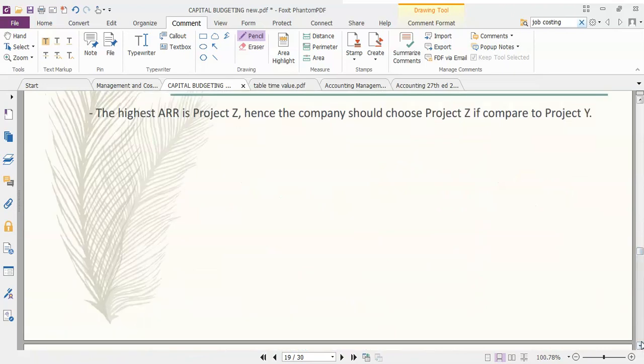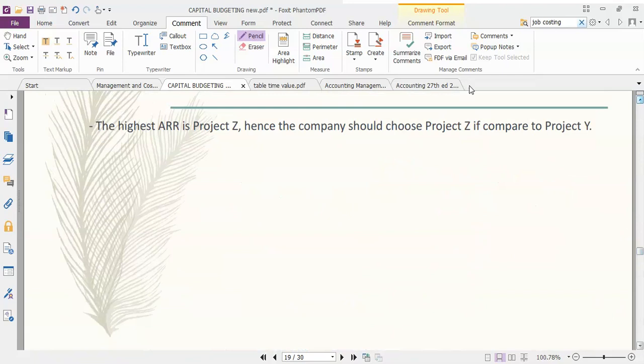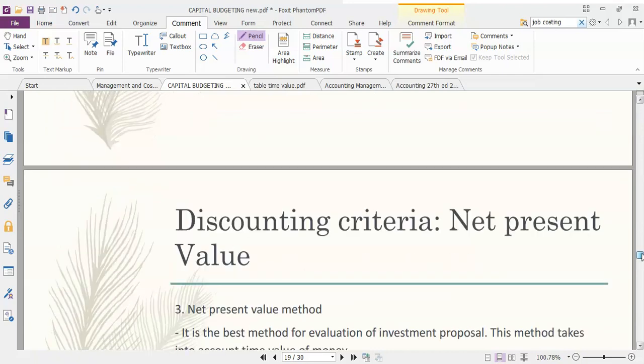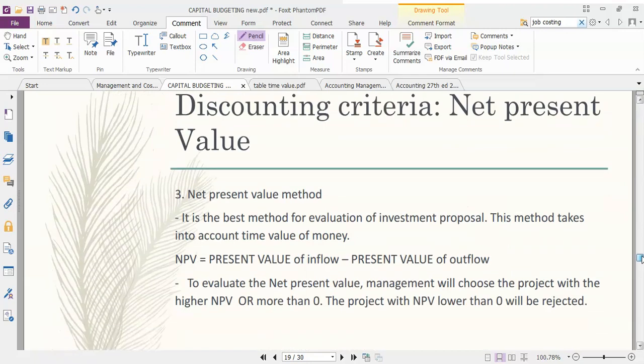Okay, so for return, we will choose the highest. The highest ARR is project Z, hence the company should choose project Z compared to project Y. That is the decision we must make. So how to calculate? Remember, for average rate of return, divide first. Add everything, divide first by the years. Only then divide by the initial outflow. Then you get the percentage.